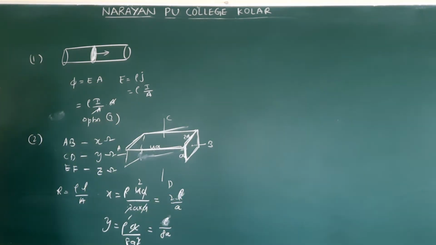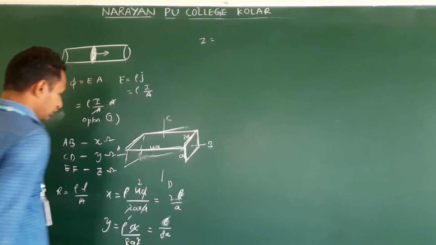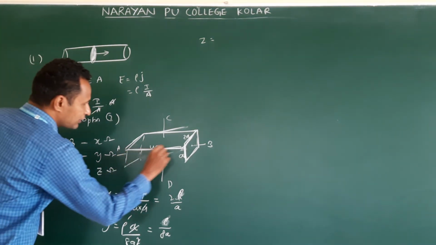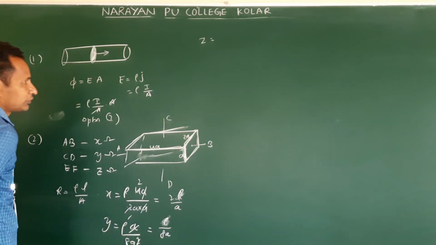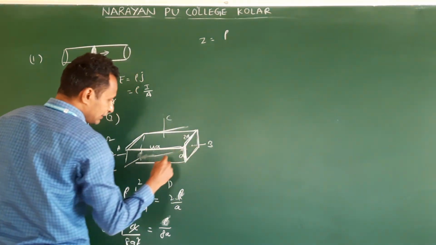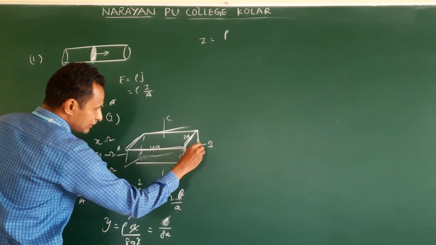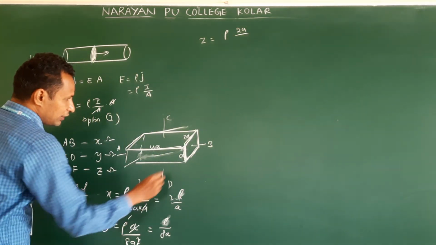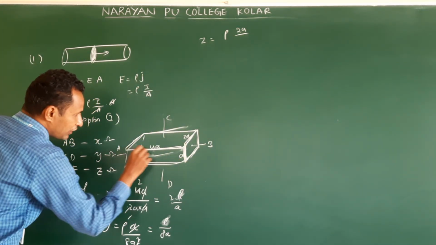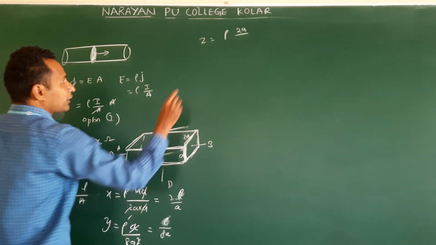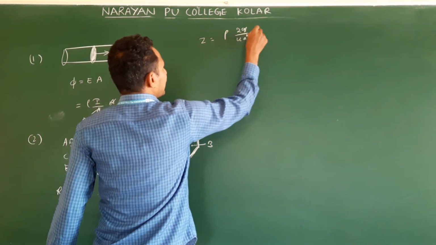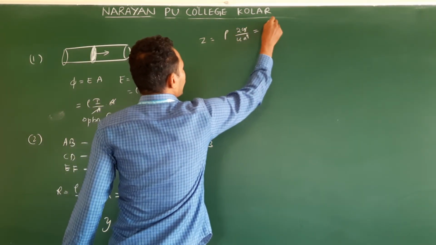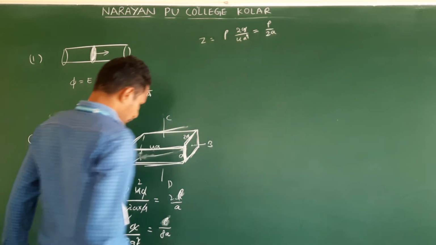Okay. Then similarly, Z. Z is EF. EF means this back side. What is the length for this face and back side face? This is the length, that is 2A. Then what is the area? The area of this face, A into 4A, 4A squared. One A cancels. So this is rho by 2A.